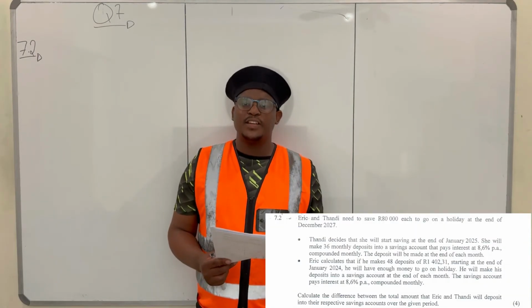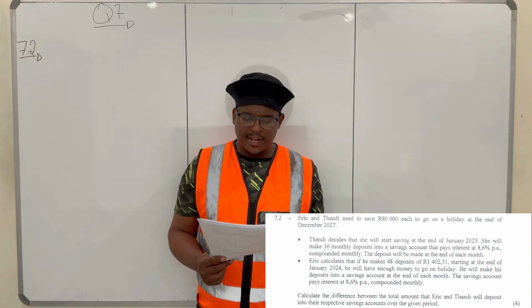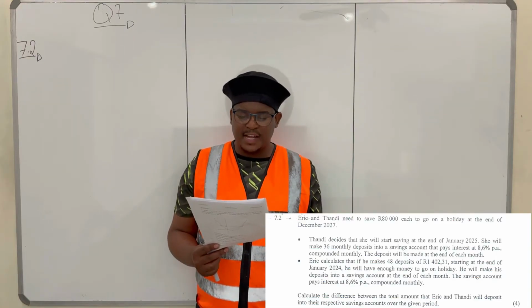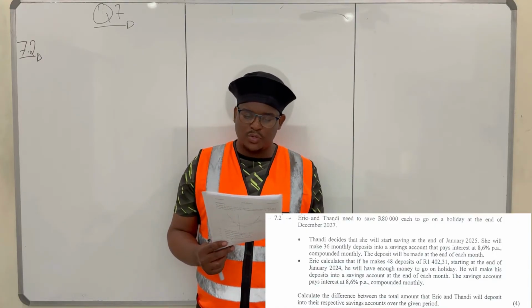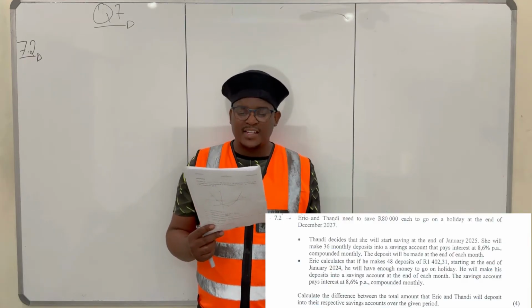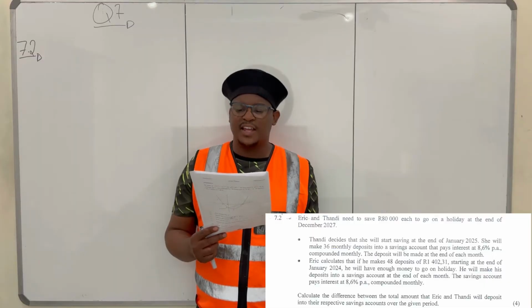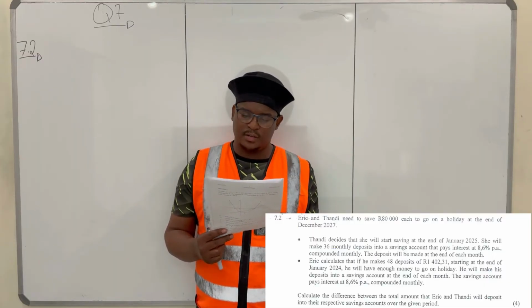Okay, so now we're doing 7.2. 7.2 reads as follows. They are saying Eric and Tandy need to save 80,000 each to go on a holiday at the end of December 2027. Let me read this again. Eric and Tandy need to save 80,000 each to go on a holiday at the end of December 2027.